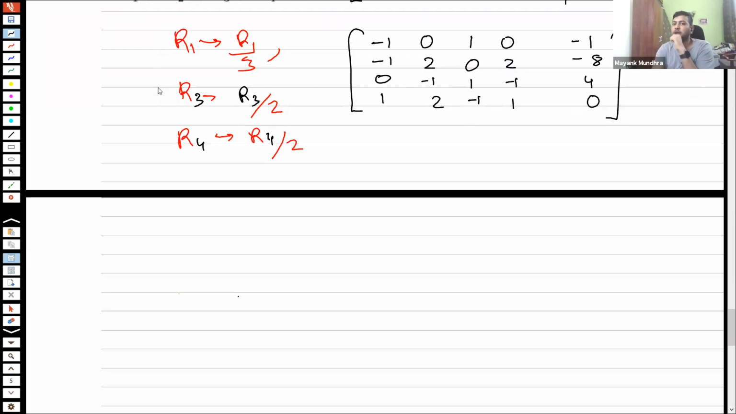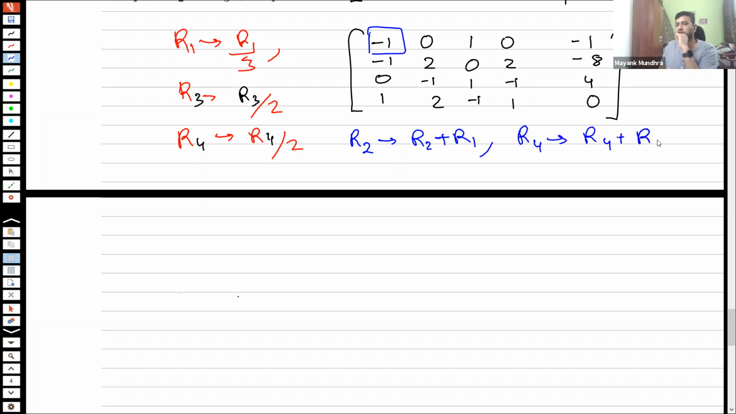Now I can apply my row operations. So I will pivot this thing, make this thing 0. So row 2 goes to row 2 plus row 1. Row 3, you don't need to do anything because this is already 0. And row 4 goes to row 4 minus... no, sorry, this has to be plus. Row 2 goes to row 2 plus row 1, and this is row 4 plus row 1.